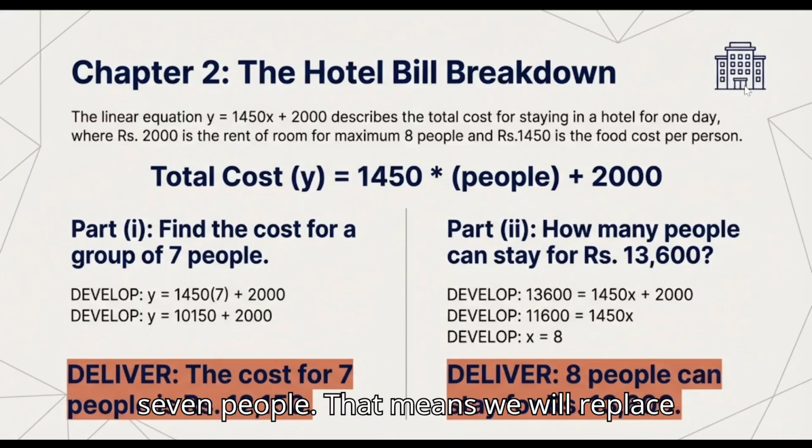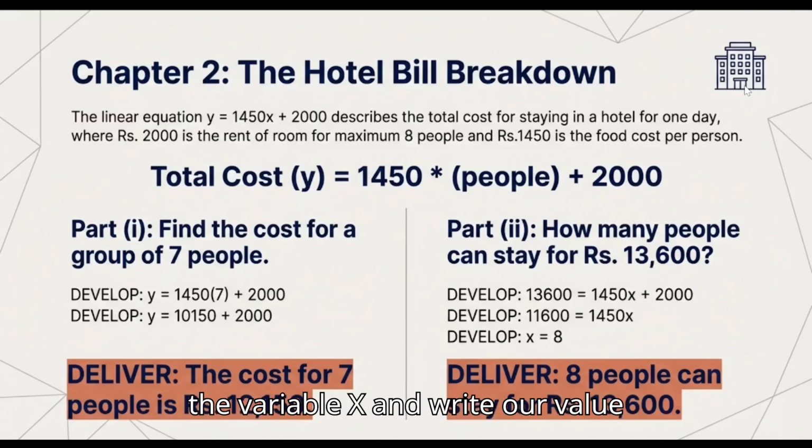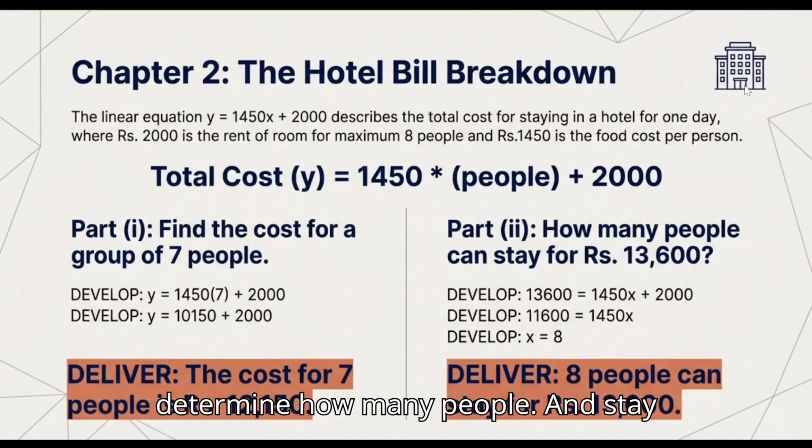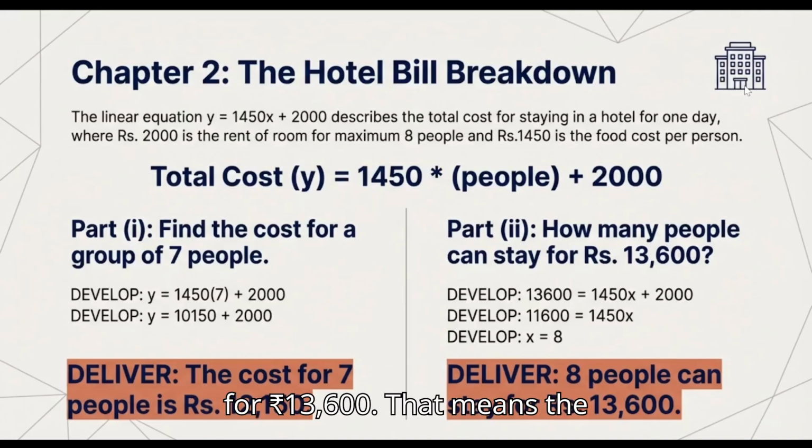That means we will replace the variable x and write our value which is 7. 1450 into 7 is 10150. Here 1450 gets multiplied with 7, that gives us 10150, and it gets added with 2000. That means that the y, or the cost for 7 people, is 12,150.